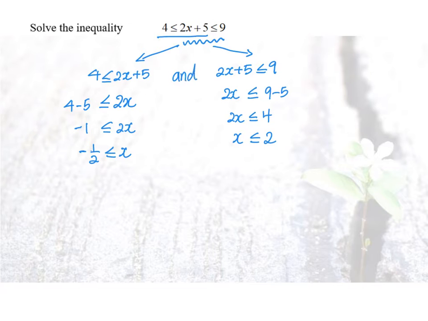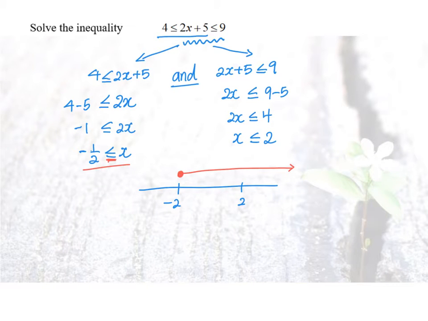But this condition has to be satisfied on both sides of the inequality. So what we can do now is use the number line. I'll have my numbers negative half and 2. This one is less than or equal to, so it means it's a solid circle. And x is greater than, the bigger mouth is facing x, so it will be going towards the right-hand side. While this one over here is x less than or equal to 2, so it's a solid circle, going to the left.